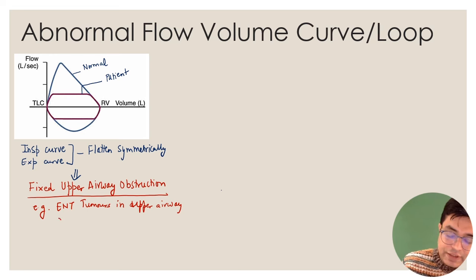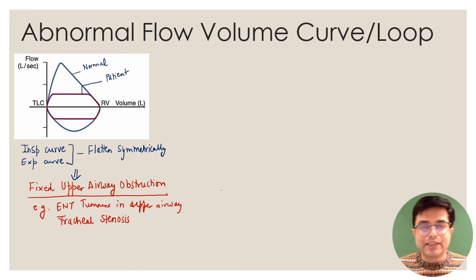What is tracheal stenosis? Narrowing of the trachea, many times due to inflammation, infection, sometimes due to congenital problems, sometimes due to prolonged intubation. There will be narrowing occurring in the trachea and that can produce a fixed upper airway obstruction. So when you do a flow curve, you will get a flow curve like this. Second type of flow curve will be something like this.